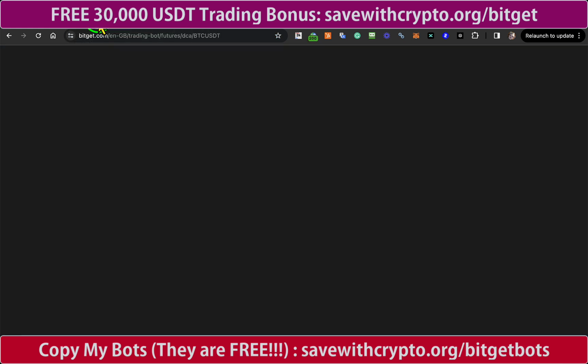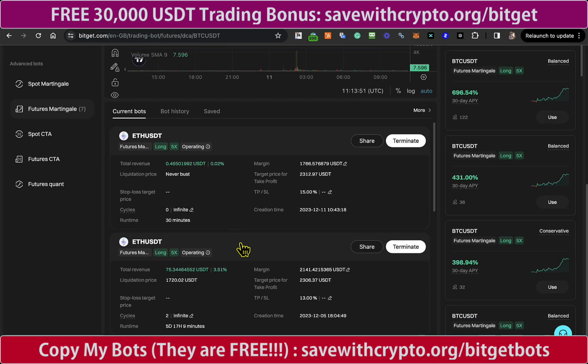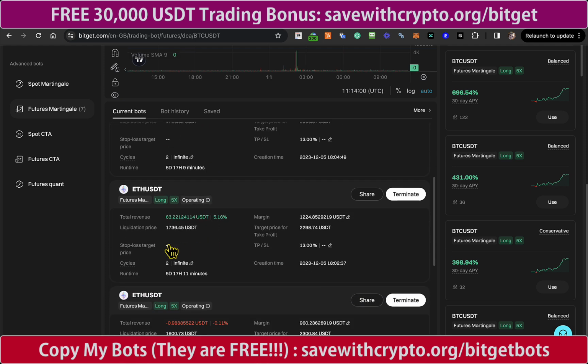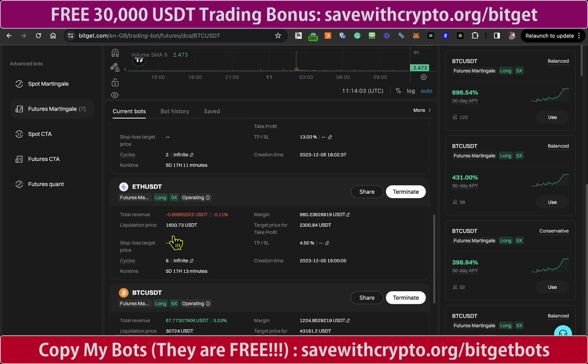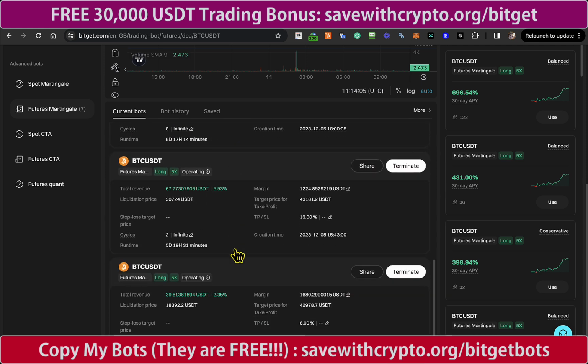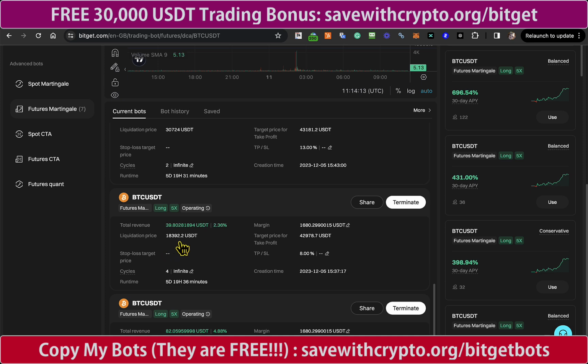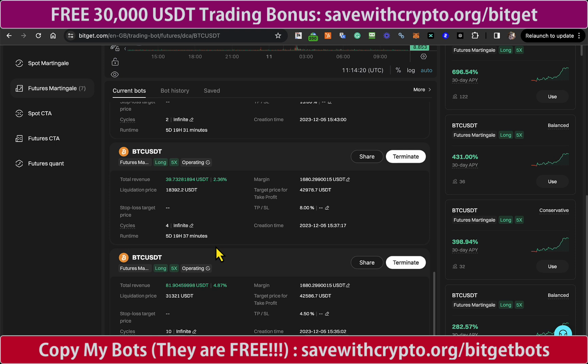And even now, if we look at the liquidation points, the Ethereum one here hasn't got one at the moment because the orders haven't filled yet, but these ones have. So this one here is talking about a liquidation price for Ethereum of 1720. That seems like a long way away. 1736. This one is 1600. That's great. The Bitcoin ones, 30,724. That's a long way away. This one, 18,392. I think this one could afford to be a bit more aggressive. But you never know what might happen. And this one here, liquidation price is 31,321.